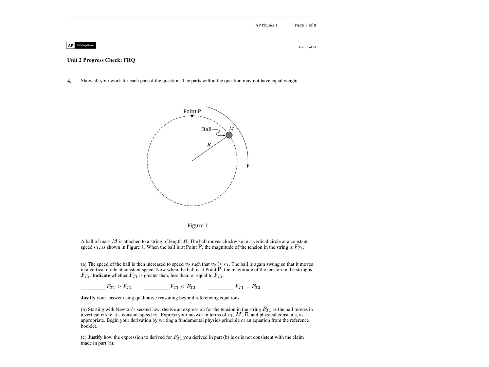Okay. All right. Now we have a ball of mass M attached to a string of length R, and it's going around at a constant speed. Okay. Now it says the speed of the ball is increased to speed V2 such that V2 is higher than V1. The ball is again swung so that it moves in a vertical circle at a constant speed. So what do you think? What's going to be the relationship between force tension 1 and force tension 2 when I increase the speed? Force tension 2 would be greater than 1.